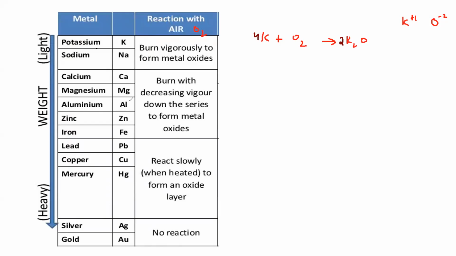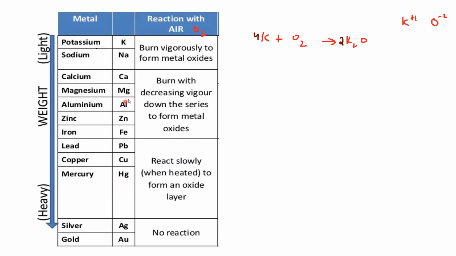Then calcium, magnesium, aluminium, zinc, and iron. They burn with decreasing vigor down the series to form a metal oxide. So when calcium reacts with oxygen, it gives calcium oxide. When magnesium reacts with oxygen, it gives magnesium oxide. Zinc reacts with oxygen to give zinc oxide, but the reaction is slower. Calcium reacts much faster with oxygen as compared to zinc. Lead, copper, and mercury react slowly to form an oxide layer.